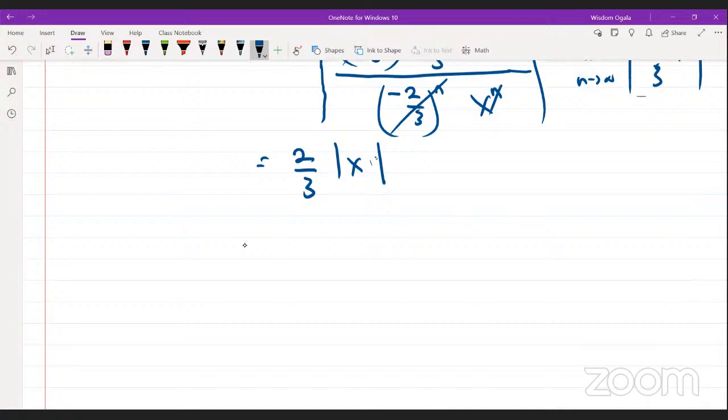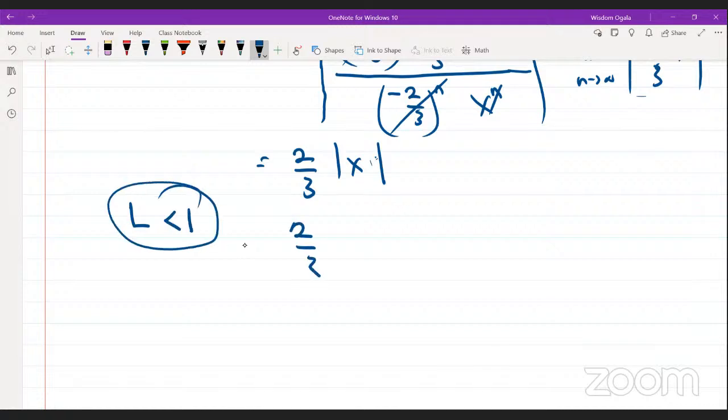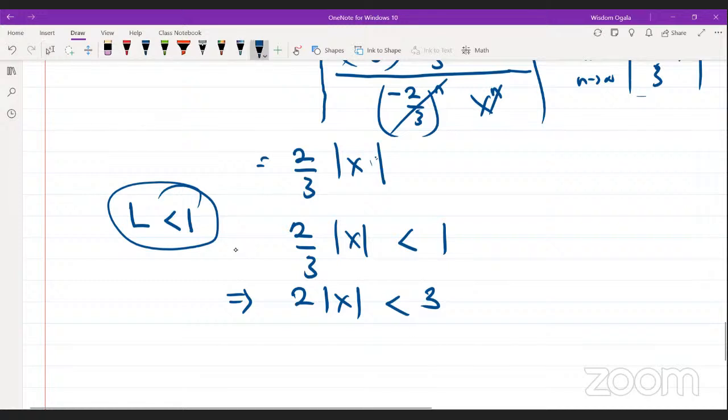Now, remember that by ratio test, when do we have convergence? Remember that your L has to be less than 1, right? So that means I'm going to do 2/3 absolute value of x less than 1. Okay, so where do I go from here? Multiply both sides by 3. 3 is a positive number, so the inequality is not distorted. I need x by itself. This means that absolute value of x is less than 3/2, right?